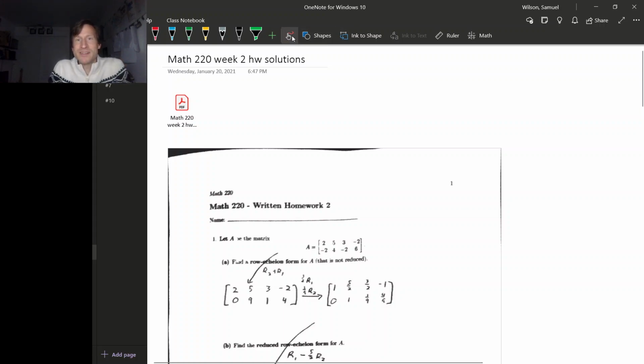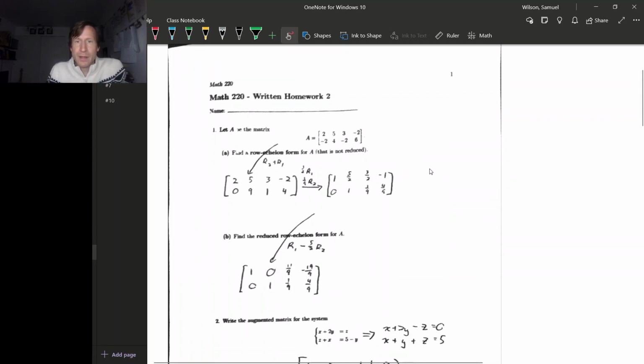Hi everybody, I wanted to have a look at the written homework for week 2. So on number 1, I don't have too much to say. Whenever you're doing a row reduction operation, it's very, very easy to make little arithmetic mistakes. So just try to be on your guard for little arithmetic mistakes.